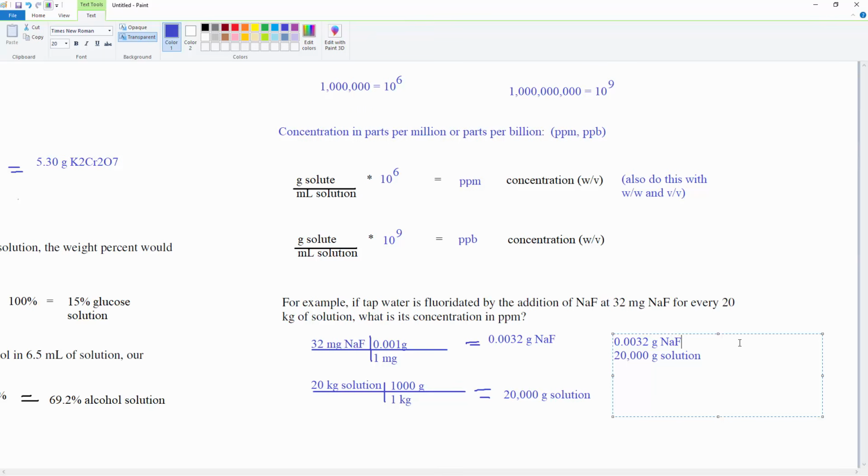And then to make this parts per million, we're going to do what? Multiply by 10 raised to the 6. Perfect.